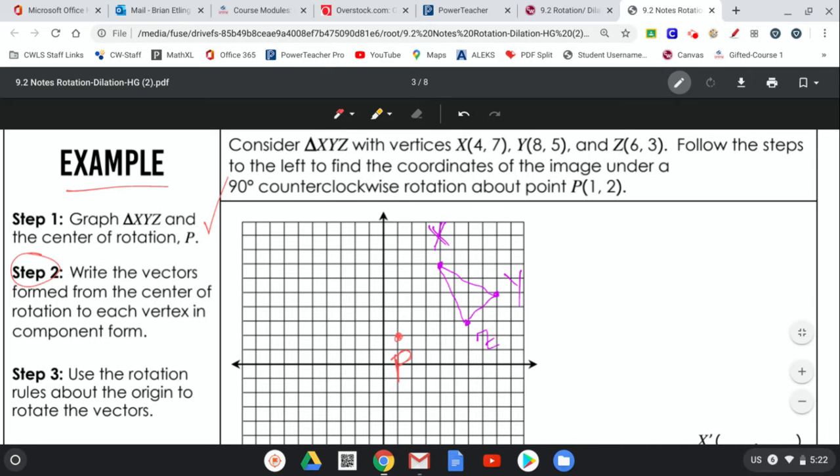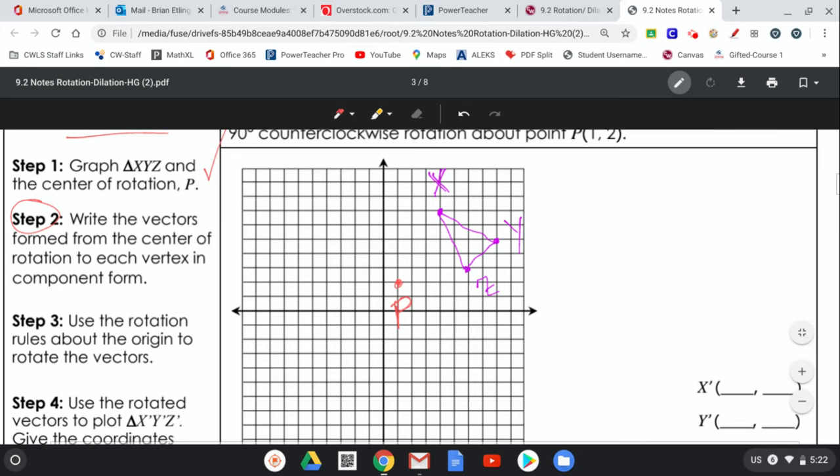The next thing I would suggest is that our center of rotation is P, so we are going to go from P to X. It looks like a ray, but that means vector PX. We also have vector PY and vector PZ. All you do is put that center of rotation first, and then you make the vector with every vertex of that figure that we're going to rotate.